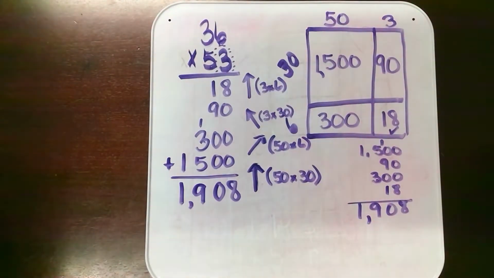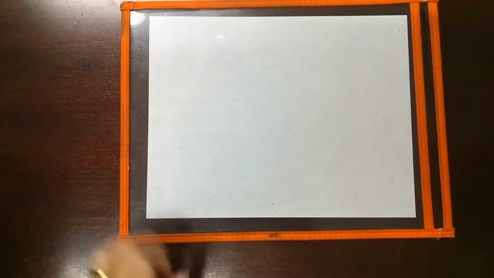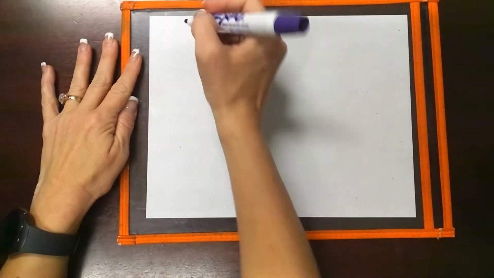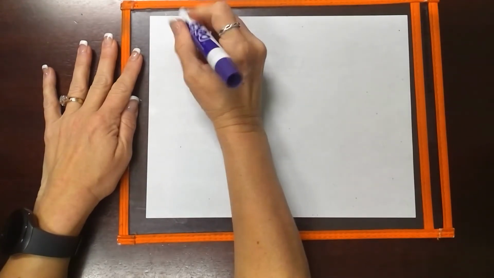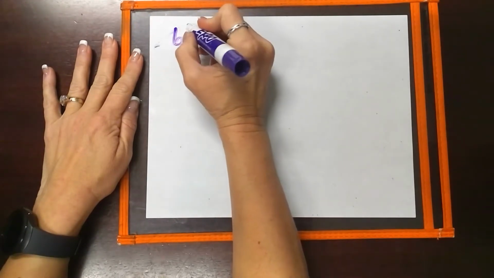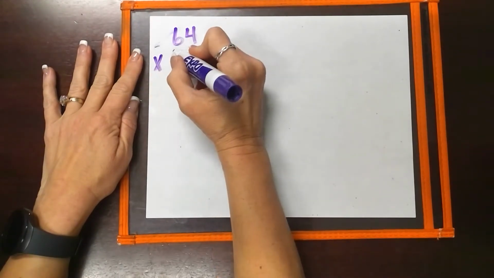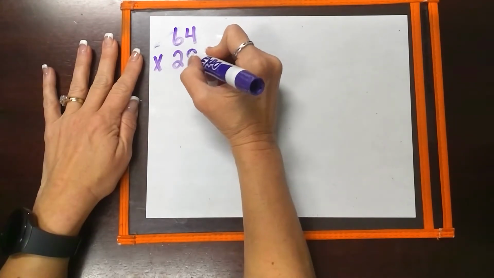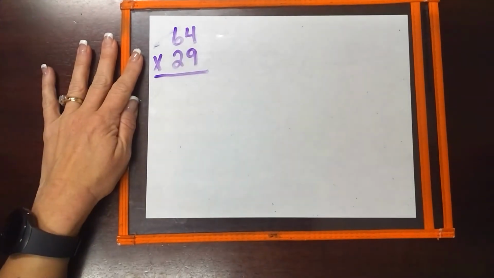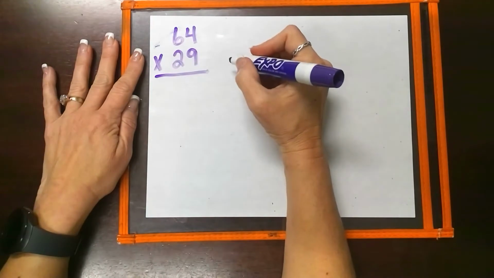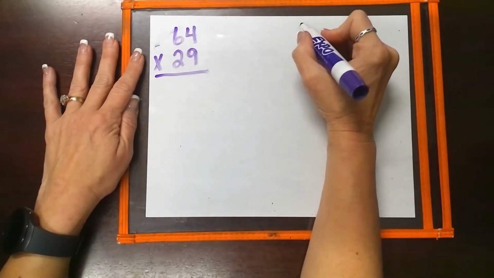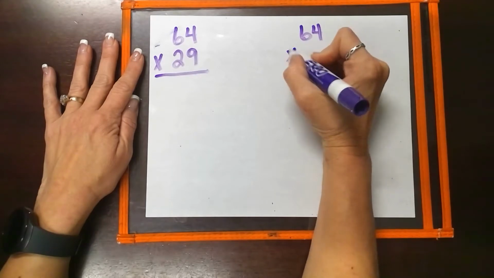All right, so now let's look at how I can relate partial products to the standard algorithm. So let's say that I have, I don't know, I hate coming up with numbers. I always seem to use the same ones. So 64 times 29. I haven't used 9 yet that I know of. Maybe I have. All right, I'm going to go ahead and do this with partial products, and at the same time I can do it with the standard algorithm.